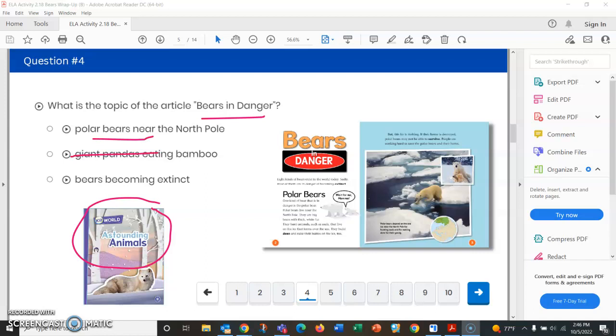It's not about giant pandas eating bamboo, but mostly it's about bears becoming extinct. And there's lots of clues about that right here. We've got that bears are in danger. This whole paragraph, it talks about bears that are going extinct, and it's got examples about how they survive here. This article, although the subject is polar bears, I would say the topic is more about how they become extinct. So that would be the best answer on that one.